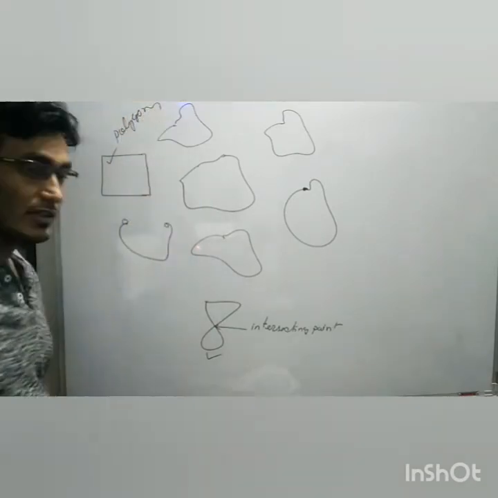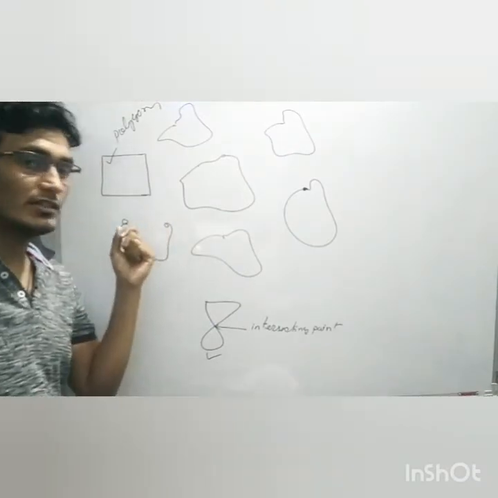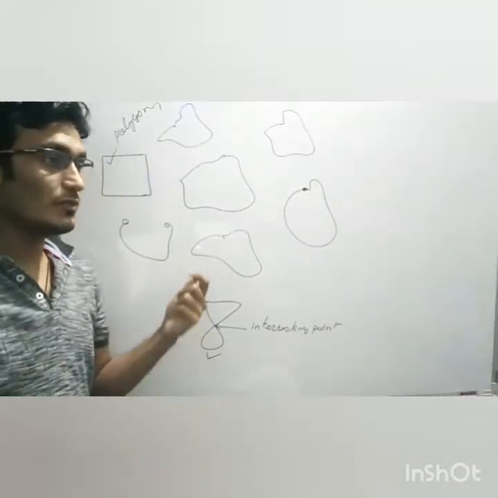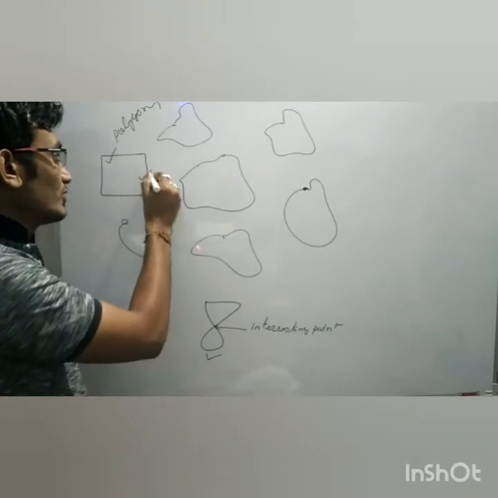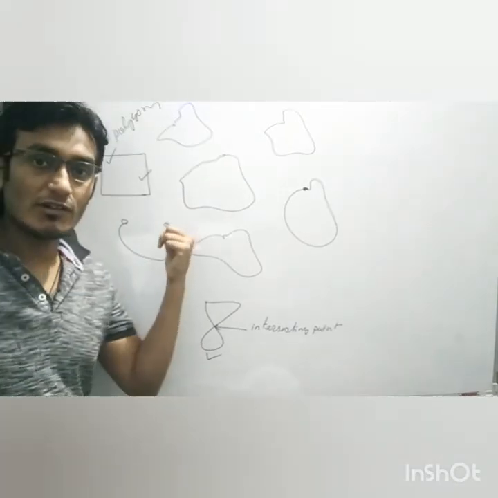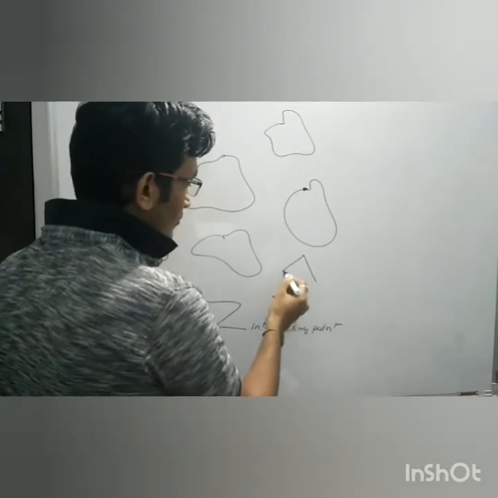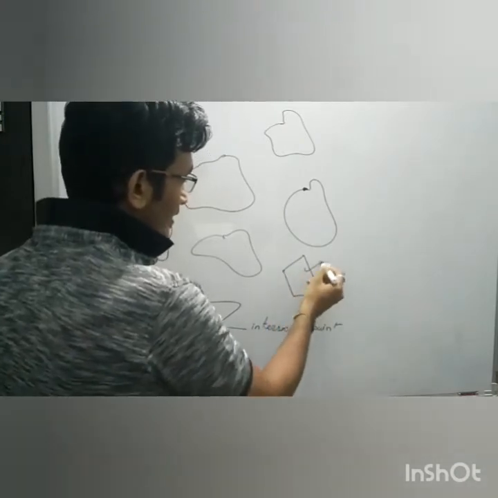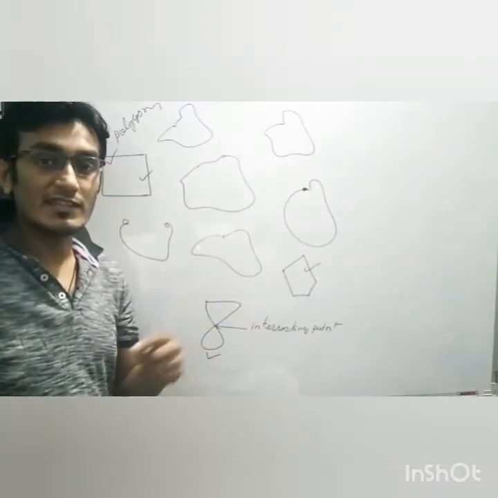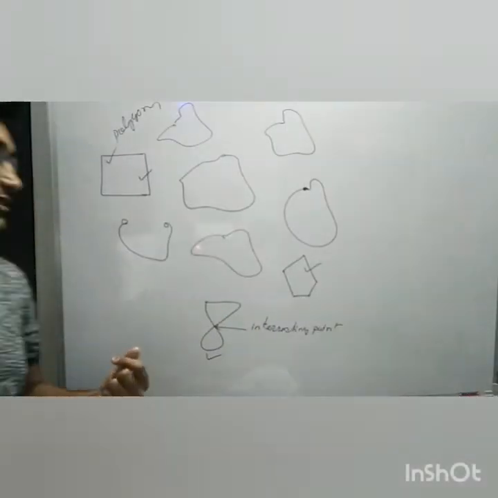So polygon means it should be a closed figure but bounded by line segments, and depending on the number of line segments we can classify the polygon in different ways. When there are four sides, we can say that it is a quadrilateral. Suppose there are 5 sides, 1 2 3 4 5, so we can say that this is a pentagon. When there are 6 sides, it is a hexagon. When there are 7 sides, it is a heptagon.